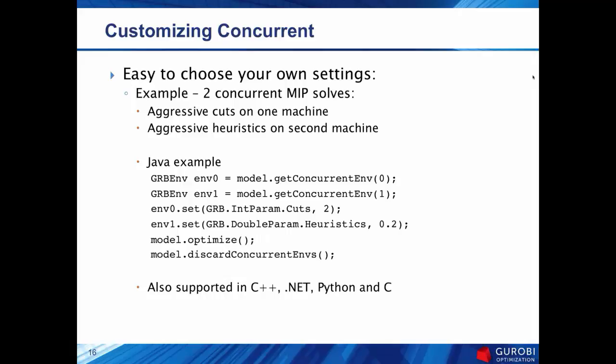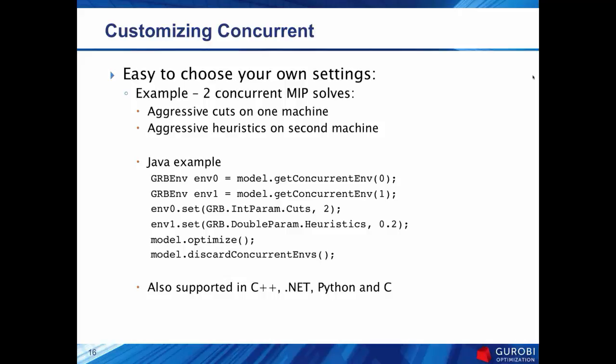Now, I wouldn't necessarily want to solve these at the same time because the aggressive cuts might be slowing down the time I could be spending generating heuristics. On the other hand, when I'm generating heuristics, I might not be improving the bound. So if I could use two computers together, I could use those two computers to each run these different strategies.